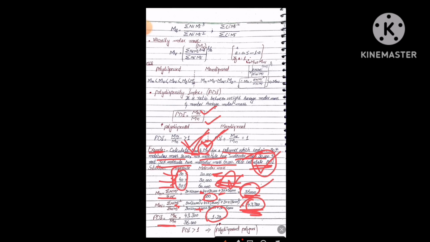Just keep in mind, if the value of PDI, the ratio of Mw over Mn, is greater than 1, then it is a polydispersed polymer. So PDI greater than 1 means polydispersed polymer. I hope you understand these formulas while solving this example. Students, a lot of examples you can solve using these formulas. An examiner can ask any type of question, but you must remember the formulas, how to interpret data, what is Mn, what is Mw, and how to rearrange the data.